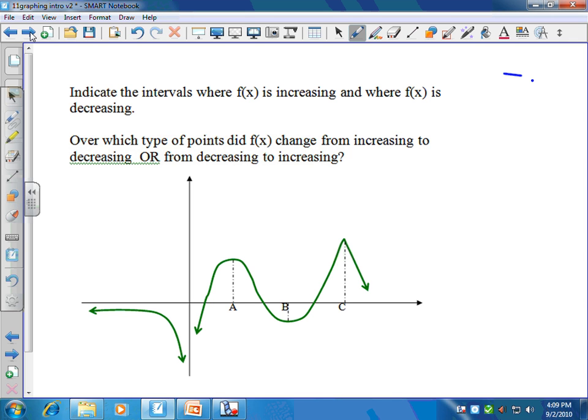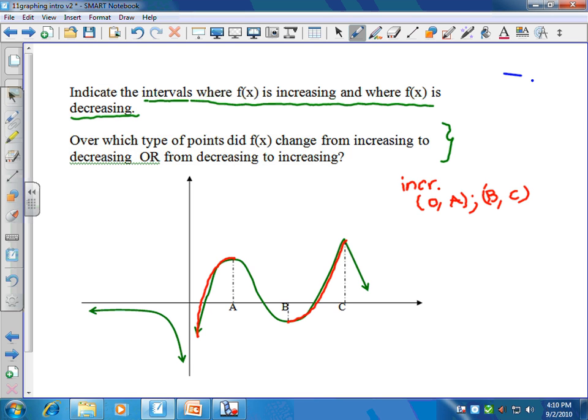Here's a similar question. This time we want to indicate intervals where the function is increasing and where it is decreasing. And then a similar question, indicate where the function changed its direction from increasing to decreasing or vice versa. Let's first look for the increasing regions. So over this region the function is increasing, right? So increasing from 0 to A and also from B to C. That's about it, because when you go from left to right, the graph should be rising. Those are the intervals where the function is increasing.